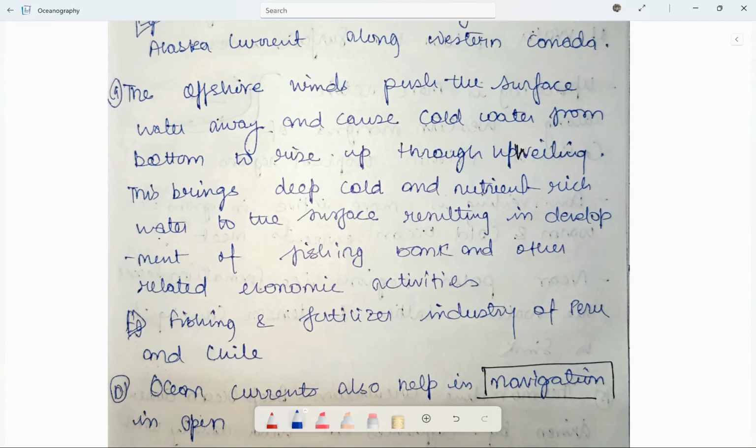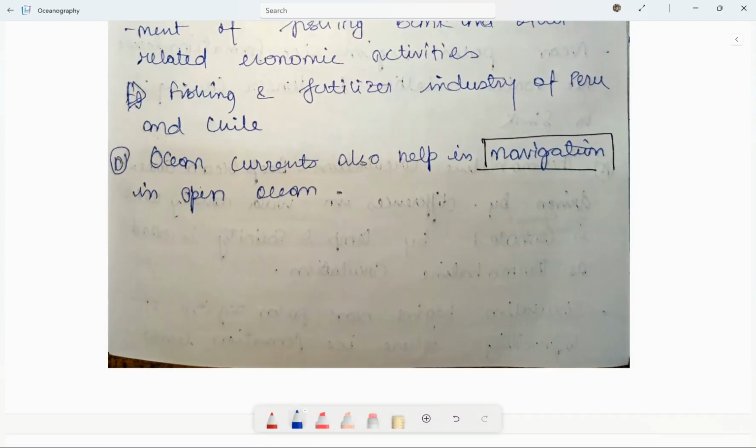Offshore winds push the surface water away and it causes cold water upwelling from the bottom to rise up, and this brings the deep cold water and the nutrients from beneath the ocean. This brings nutrient-rich water to the surface, which led to the development of fishing banks and other related economic activities, such as the fertilizer industry of Peru and Chile. Ocean currents help in navigation of open oceans as well.